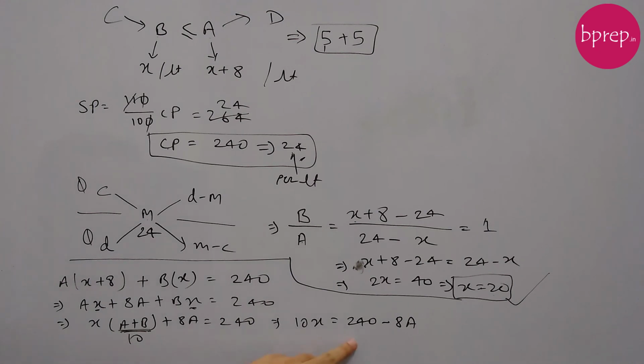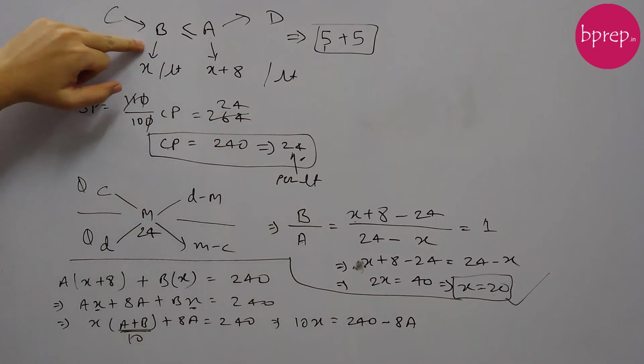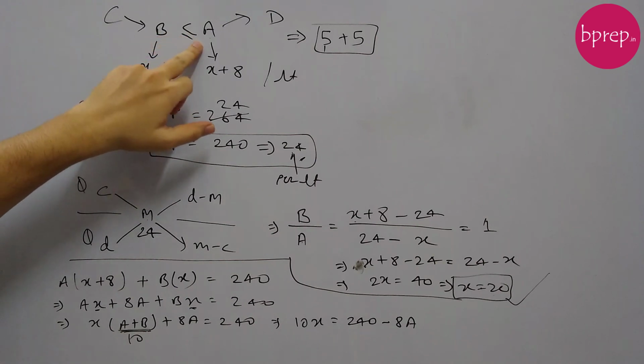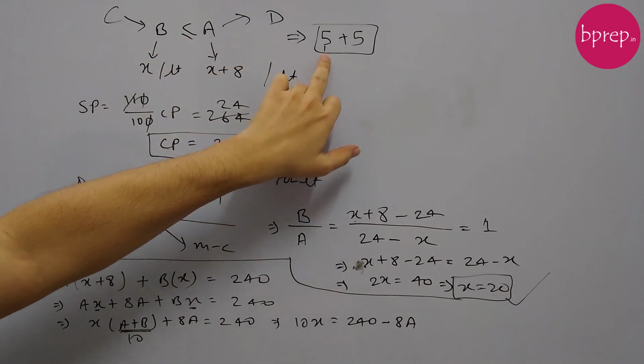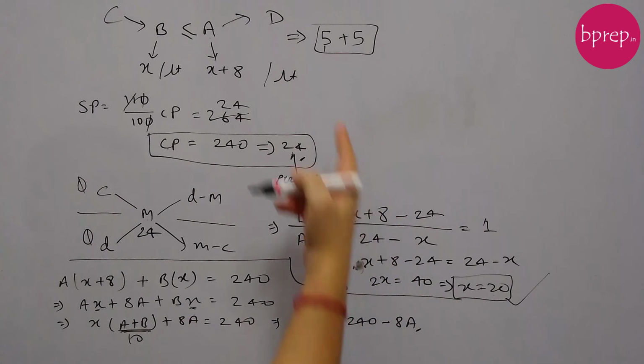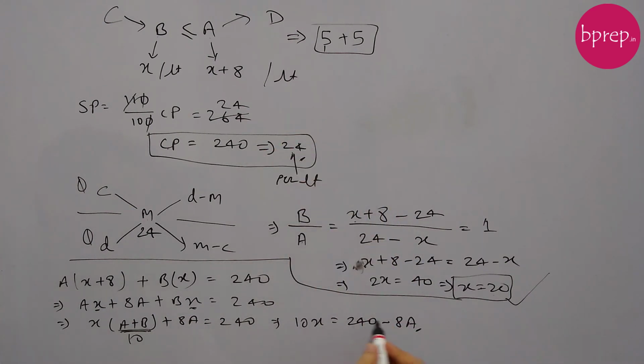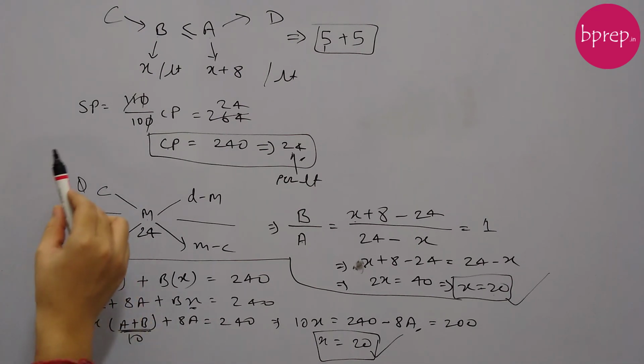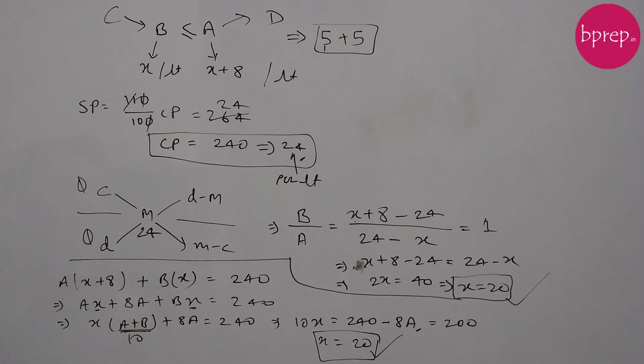Now again the same thing: for price of B to be maximum, B should be equal to A. We have already seen here in this case it should be 5 and 5 both. So that means the volume of A is 5, we know, right? So if A is 5 liters, then we'll have 10x equals 240 minus 40, which is equal to 200. So 10x equals 200, that means x equals 200 by 10, which is 20. So using this approach also we can get the same answer. So the maximum possible price of B is 20 rupees per liter.